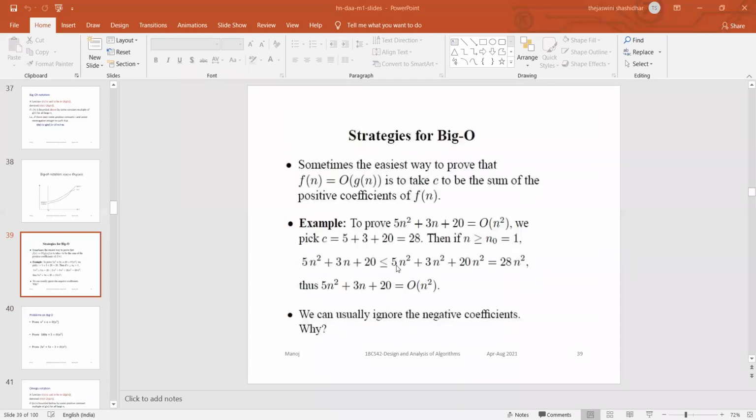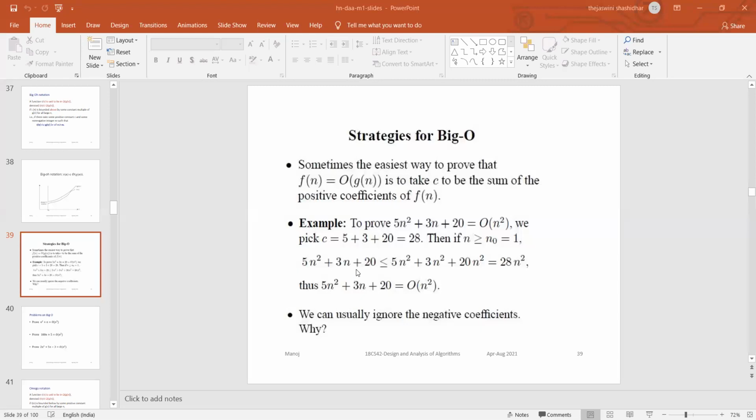So put less than or equal to 5 plus 3 plus 20 into n square. That will give you 5n square plus 3n square plus 20n square, which is 28n square. The entire thing should be less than or equal to multiplying 5, 3, 20 with n square. So this is the constant. 5n square plus 3n plus 20 should be less than or equal to 5n square plus 3n square plus 20n square. Thus the leftmost part should be less than or equal to the greater part.